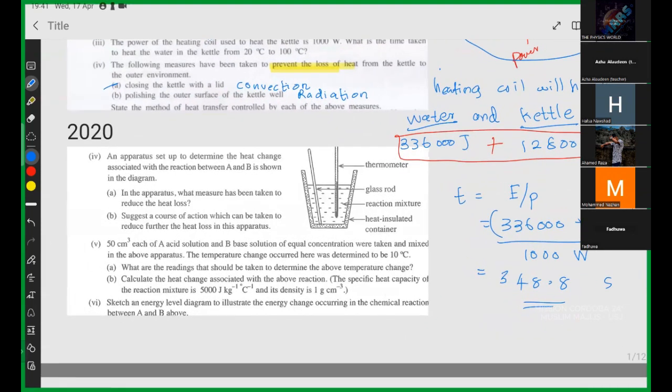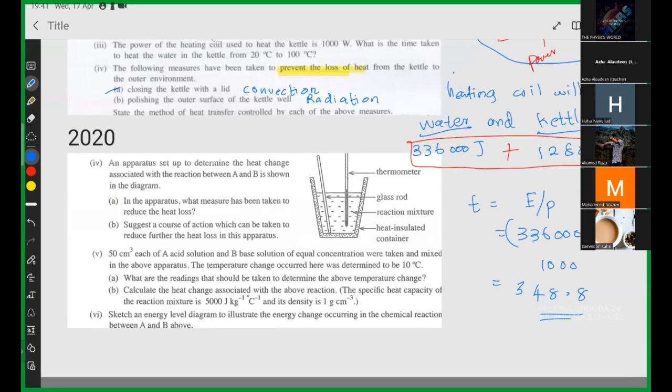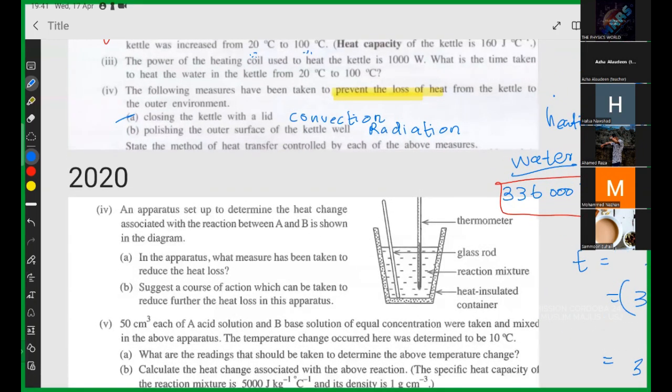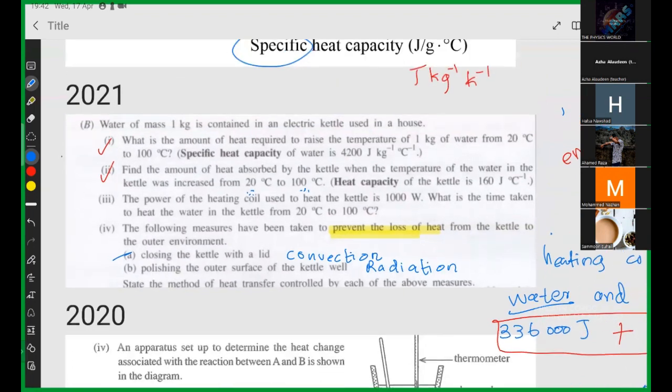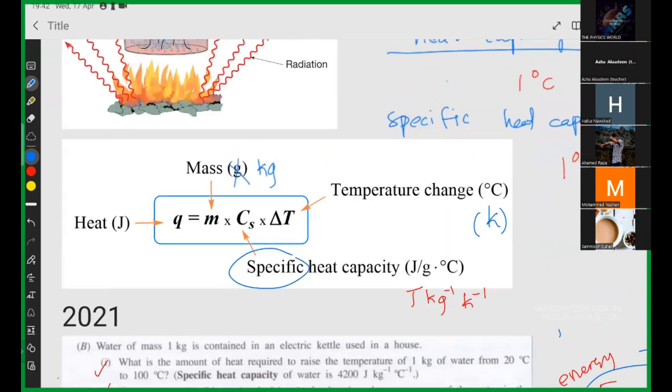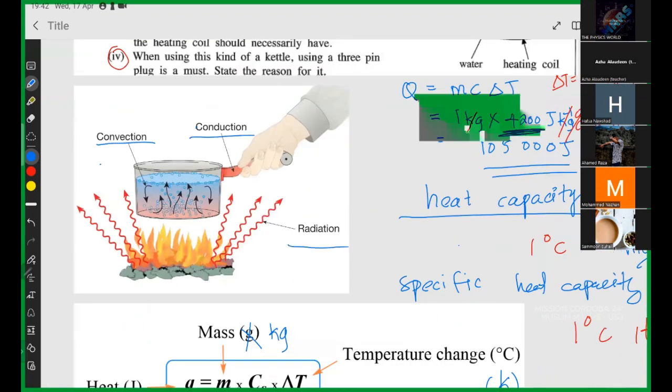Have you identified that second? Which one was it? Fourth one? Yeah, can you explain the fourth one? Okay. Fourth one is they are telling you they are doing some actions to prevent the heat loss. So if they close the kettle with the lid, in this three method, from which method you can protect the heat loss?